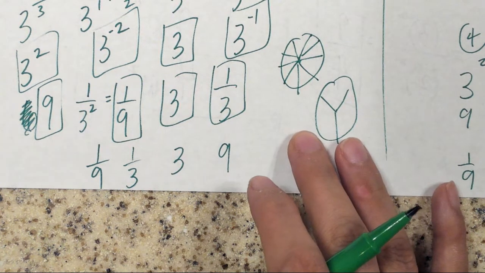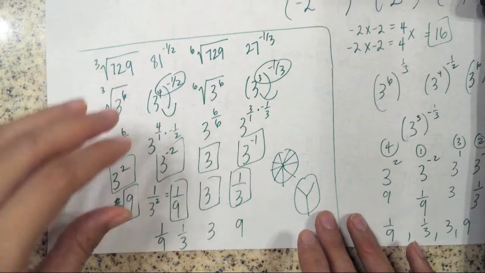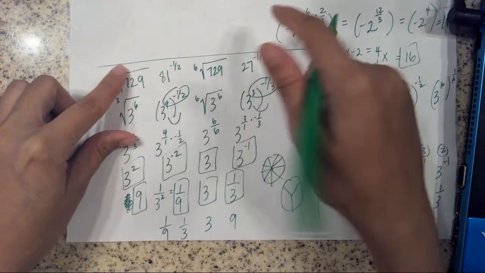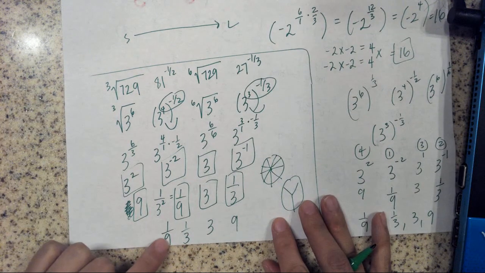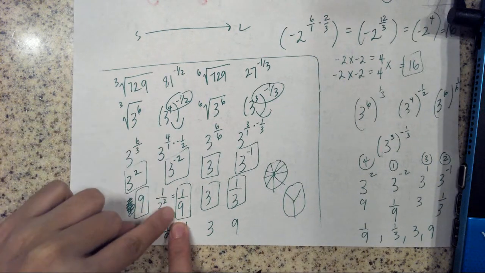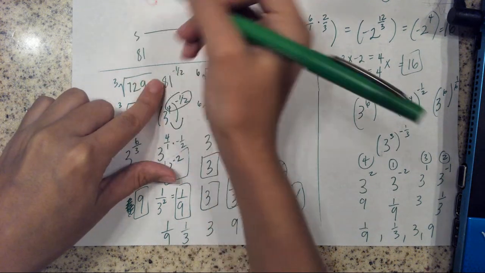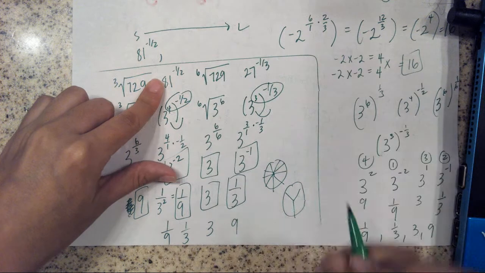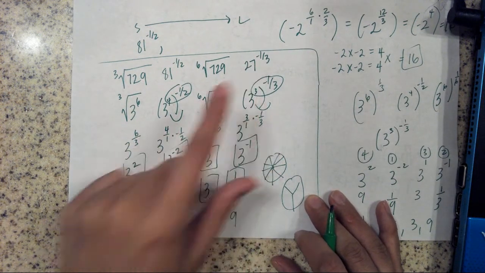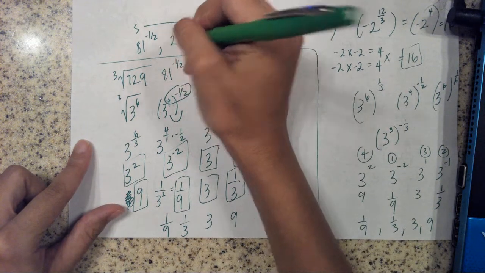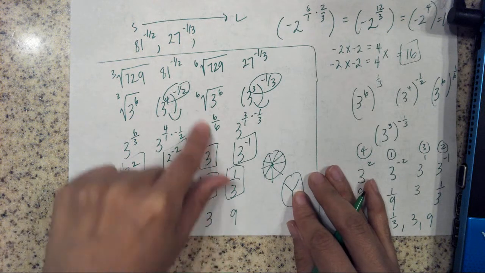So looking back, if I zoom out just a little bit, these are my main 4 problems. I want to go from smallest to largest. So my smallest is 1/9, and that was the second one, right? The second column. So 81 to the negative 1/2 is my smallest. And then I had 1/3, so the next one is 27 to the negative 1/3 power. And then it's 3, which was this column.